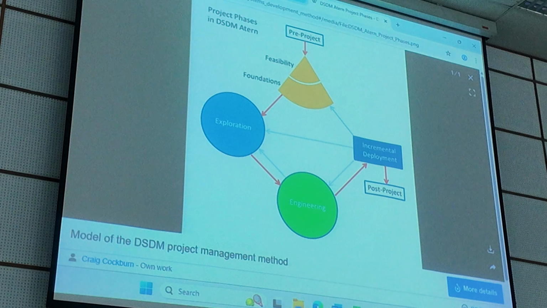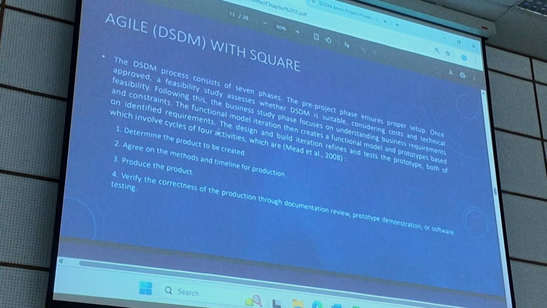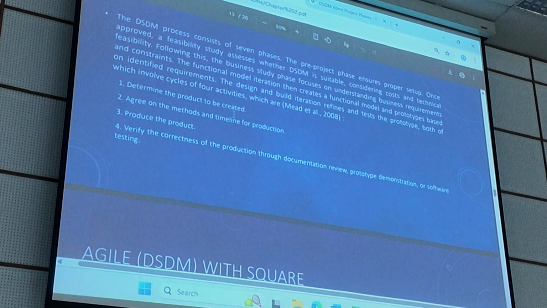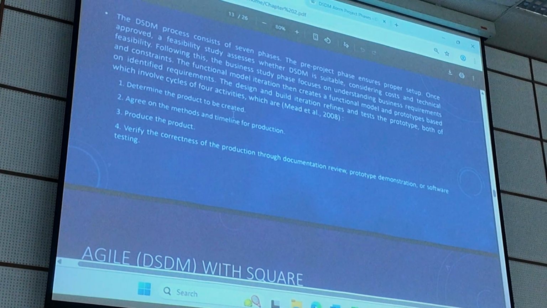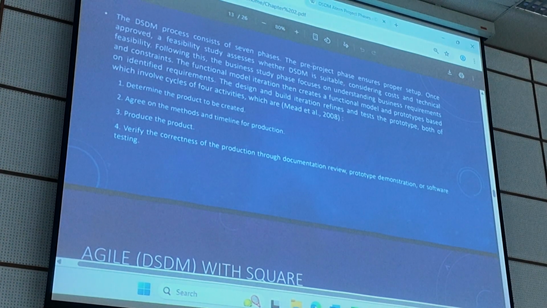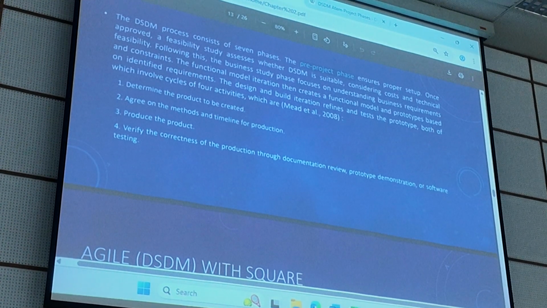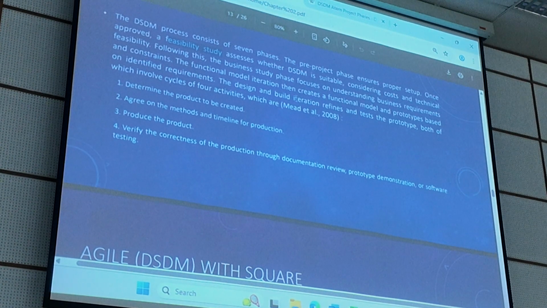Okay, so now look at here. Now this one is saying the 7 phases, right? Isn't it? So you can see that the first phase is the pre-project phase for the SDM, then followed by the feasibility study phase, to see whether it is suitable or not.